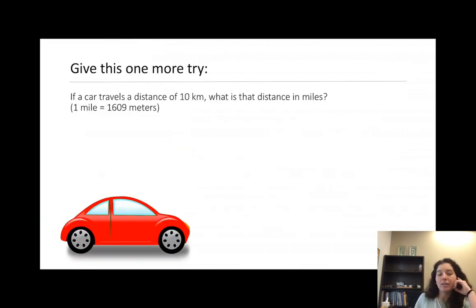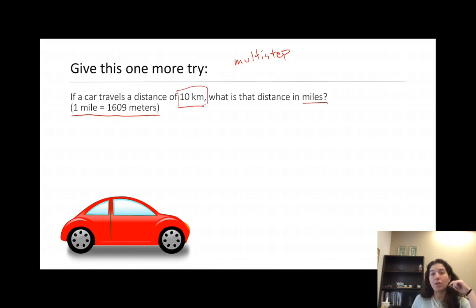Okay, so give this one more try. The more practice you can get with unit conversion, the easier it's going to get, okay? I'm going to let you do this one on your own. This is a multi-step unit conversion, i.e. it's got more than one step. You're given a couple of things. It says if a car travels a distance of 10 kilometers, that's how far it goes, what is the distance in miles? So you'll need to figure that out. It gives you this conversion here. It lets you know how many meters are in 1 mile. You'll need to know how many kilometers as well are in your meters in order to solve for this one. Okay, so go ahead and answer the quiz.